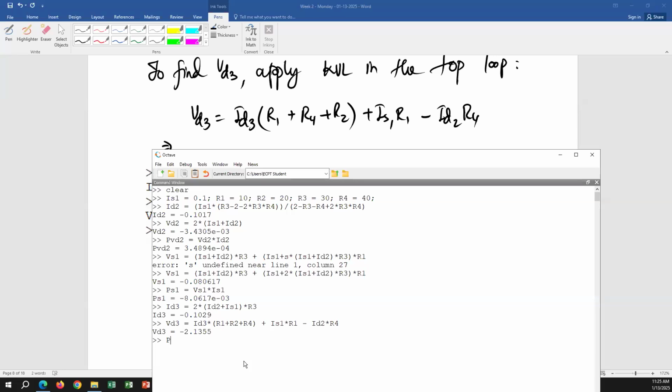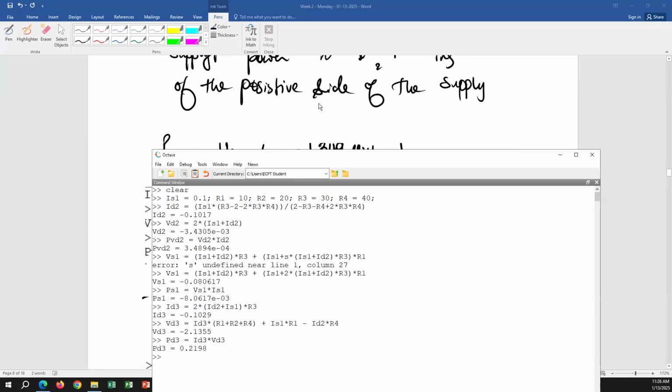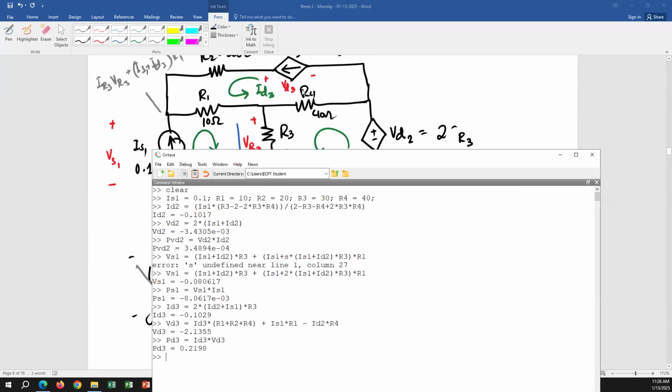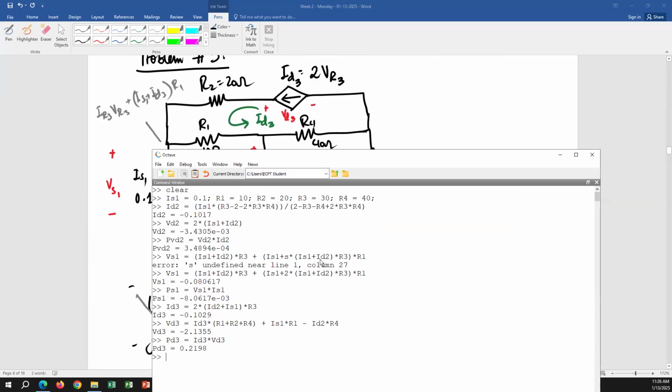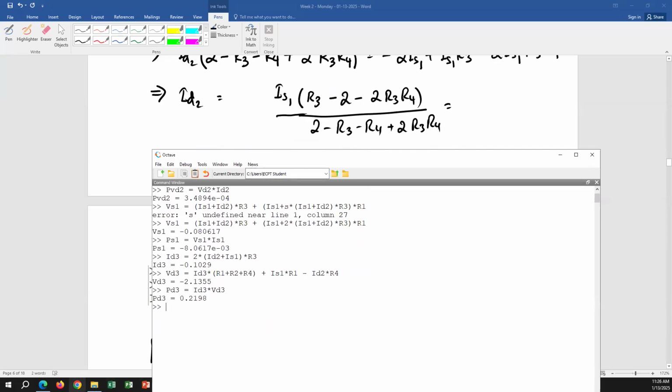So power of D3, or PID3, is ID3 times VD3. And no, ID3 is also negative. That's why the source is supplying power. ID3 value is coming out to be negative as well, which means that the direction of that source is the opposite direction. So the direction of this is opposite, and VD3 polarity is also opposite. So that source is supplying power. It's not absorbing.